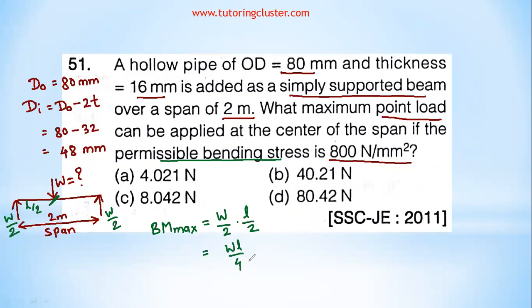WL by 4. Right? Now we know the bending equation. What is the equation? We have E by R is equal to M upon I upon F upon Y. You can remember it this way. This is the technique to understand or to remember the bending equation.